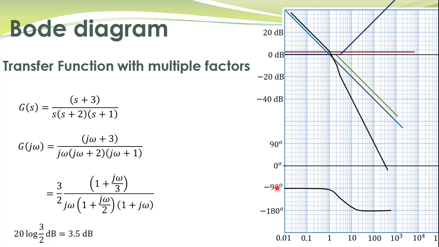For the phase plot, what we see is that at very low frequencies, we can ignore this term, ignore this term, ignore this term. You have 3 divided by j omega. And what is the phase angle of that complex number? j has an angle of 90 degrees, so in the denominator, if we bring it to the numerator, it has an angle of minus 90 degrees. So at low frequencies, the phase angle is minus 90 degrees.